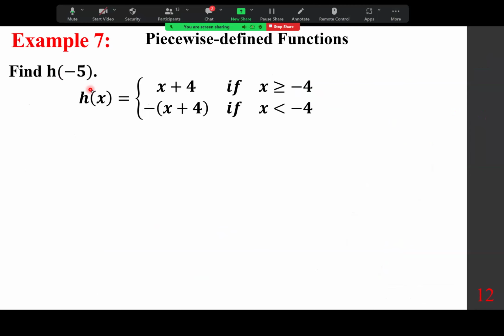Find h of minus 5 when h of x is defined as x plus 4 if x is larger than or equal to minus 4, and h of x equals minus x plus 4 if x is less than minus 4. And we claim h of minus 5 is 1. We want to see why that is. It says when x is less than negative 4, clearly minus 5 is less than negative 4, use this one. So we're going to plug it into this one.